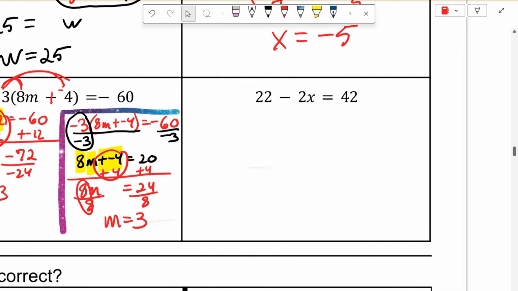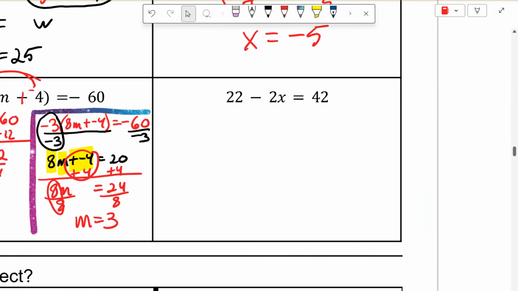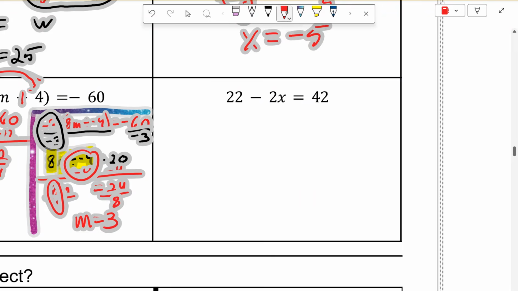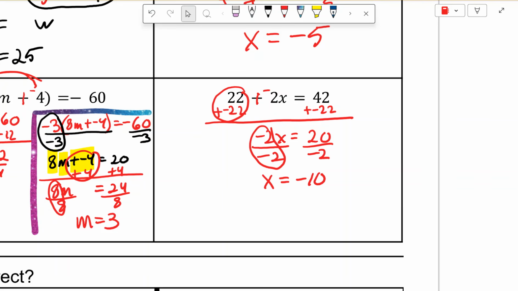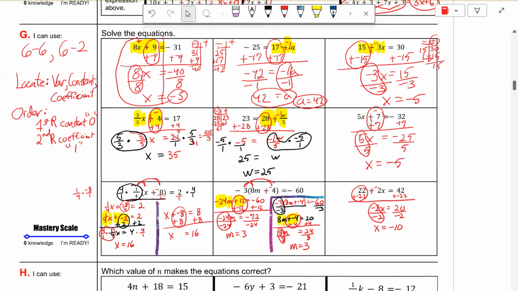And the last one, go ahead and pause the video and try this out. I won't give you any hints about that subtraction sign. Just go ahead and pause and try it. All right, and here's your answer for the last one. X is -10.